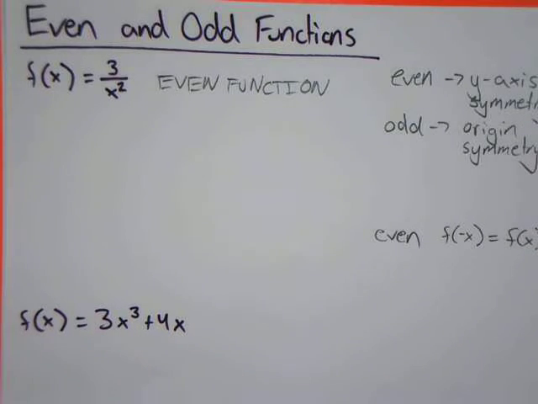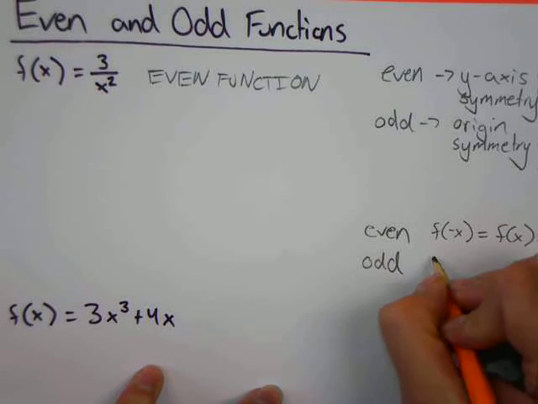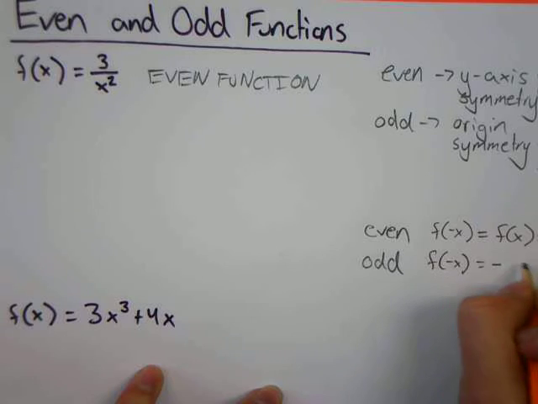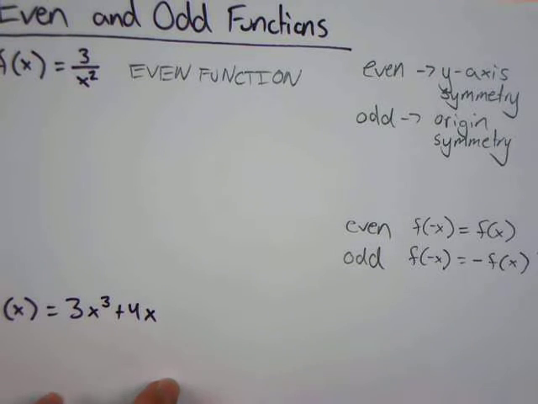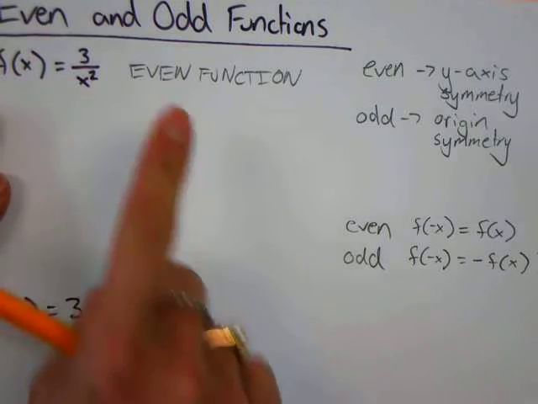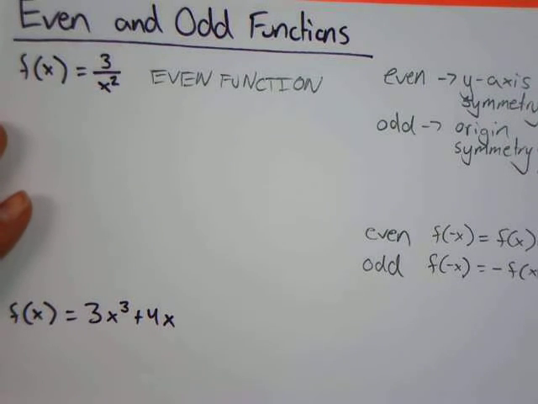So when I plug in negative x to my function, I should end up with, when I simplify, the original function itself. For an odd function, f of negative x equals negative f of x. So when I plug in negative x to my function, I should get the opposite of the original function after I simplify. So we think that this function right here is even just by looking at the picture. I didn't check that every single point is across the y-axis, but just by looking it looks like it has that type of symmetry.